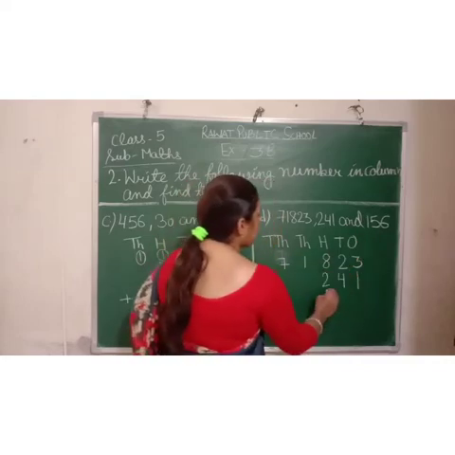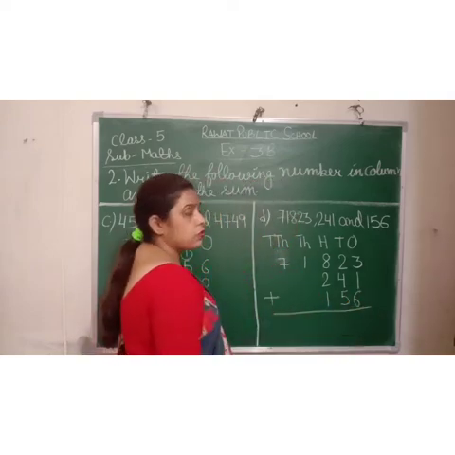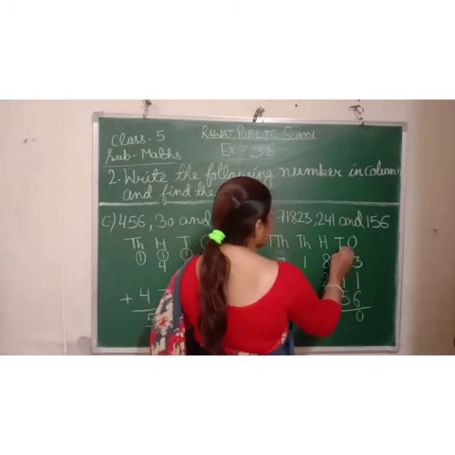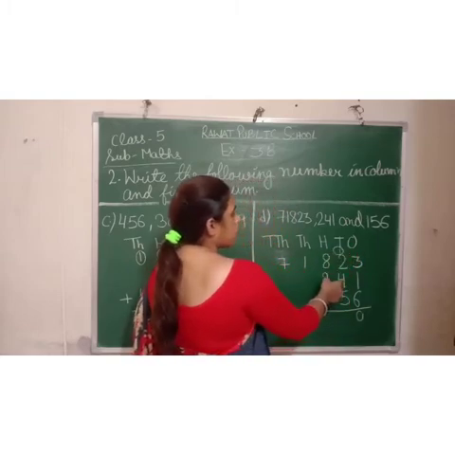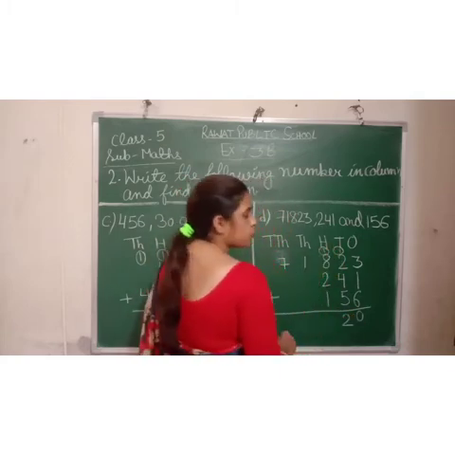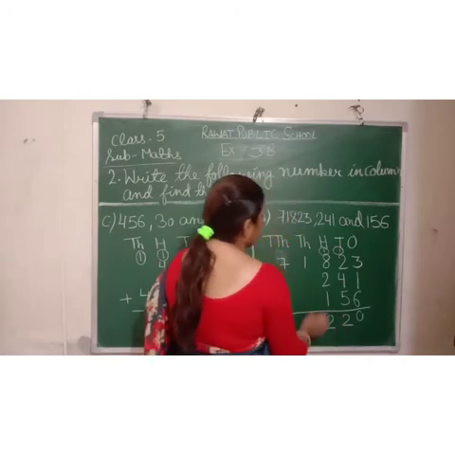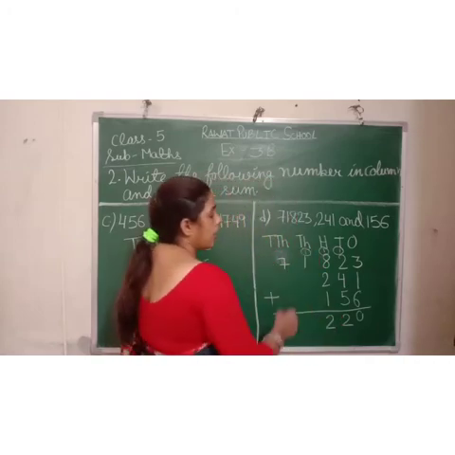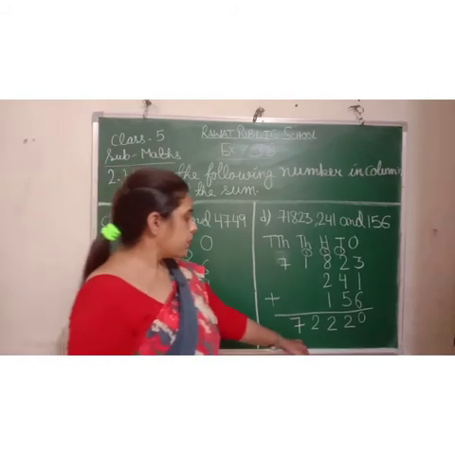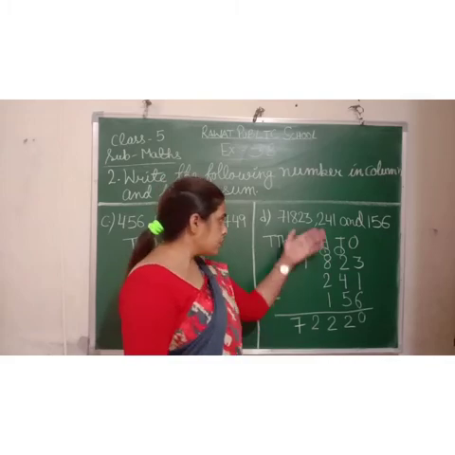241 and then 156. Now we will find out the sum. 6 and 3 is 9 and 1 is 10. 1 will be carried forward. 5 and 4 is 9, 2 is 11 and 1 is 12. 1 will be once again carried forward to the next number. 9 and 8 is 10, 1 is 11 and 1 is 12. 1 will be carried forward to the next, and 1 and 1 is 2, and it's 7. So the sum will be here 72,220.